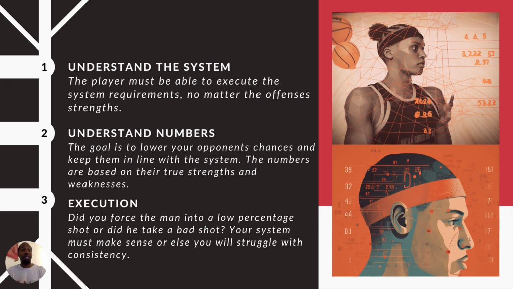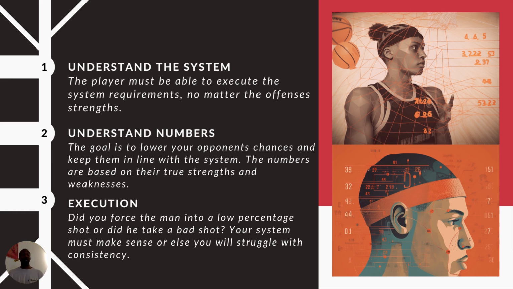The players must be able to execute the system requirements no matter the offensive strengths. So because the offense is strong right-handed, strong shooting, strong doing this, we must understand what the system expects us to do with this type of player and push them into their lowest strength shot within those boundaries. Understand the numbers. The goal is to lower your opponent's chances and to keep them in line with the system.